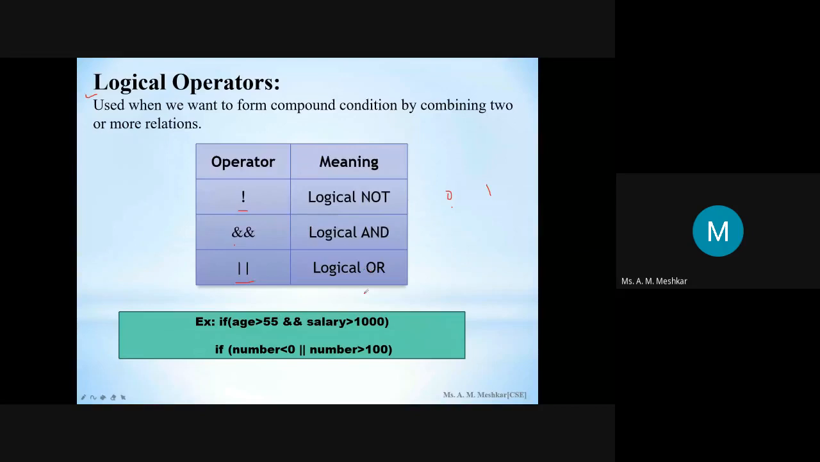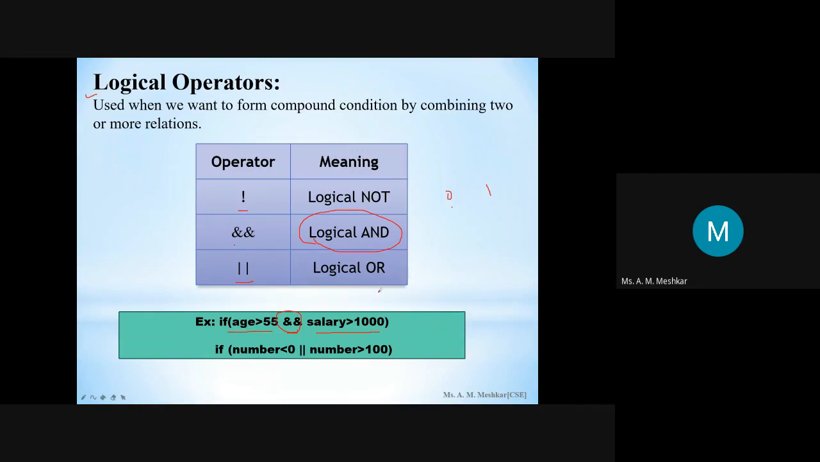When we want to combine or compare two or more conditions that we want to check. As an example, you can see here, we want to check two conditions: if age is greater than 55 ampersand salary greater than 1000. What is the meaning of this ampersand? That is the logical and operation. It means that if both the conditions are true, then the answer is true.